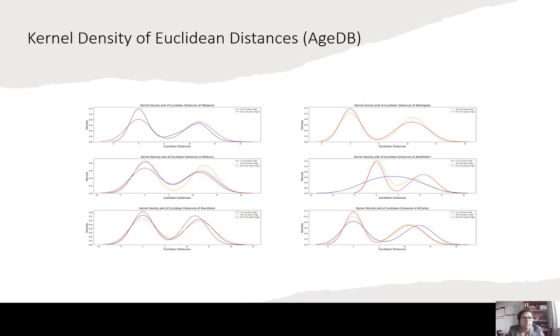So this is the kernel density of Euclidean distances. The kernel density is arranged according to the age group. I've got the kernel density for all of the same identities, and I can see that the Adolf Hitler one is actually deviating, the age group is deviating from the rest of the other people.